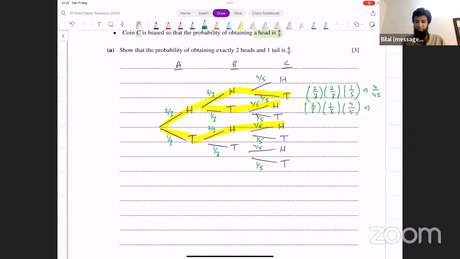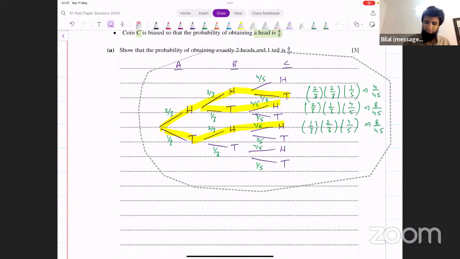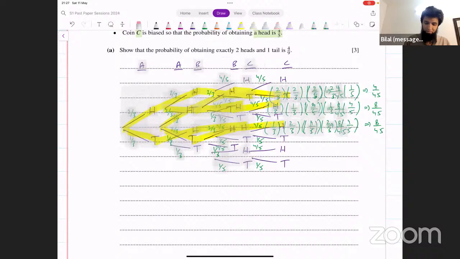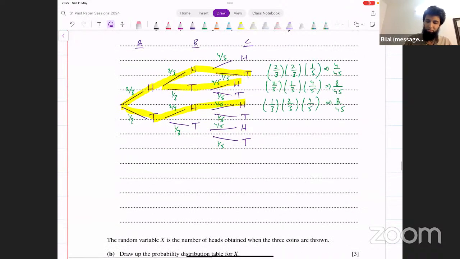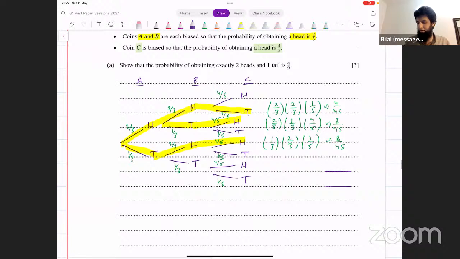Okay, what does this turn out to be? 8 divided by 45. So this is 8 over 45. And then the last one, this case is 1/3 into 2/3 into 4/5. This is also 8/45. Add these cases up and you get your result. Okay. So when you add them up, you get 20/45, which is 4/9. That's what you had to do in the first part.